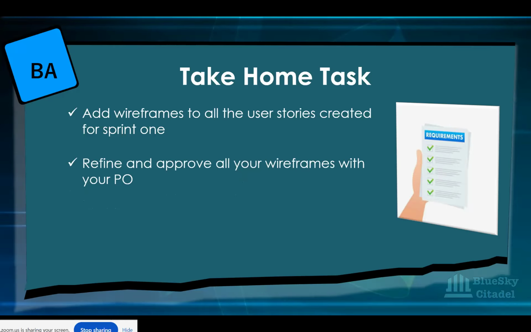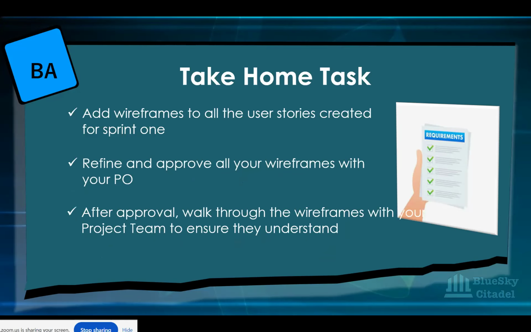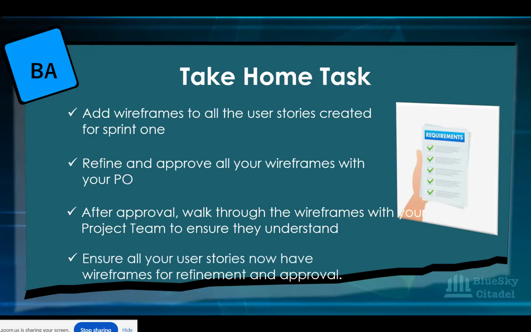All right, so take-home task: add wireframes to all your existing user stories that you created for Sprint 1 and going forward. Refine and approve them with your PO. After approval, work through the wireframes with your project team and ensure they understand them, and ensure that going forward, all your user stories have wireframes for refinement and approval. That's your take-home task. So it's literally nothing additional that you need to do.